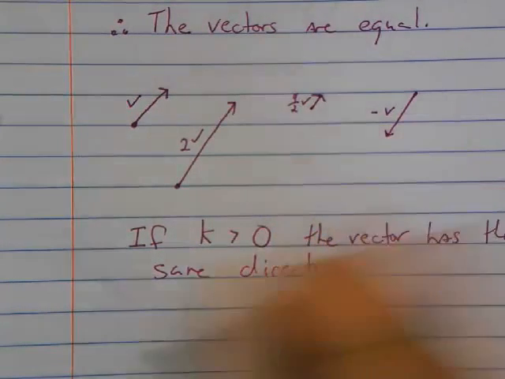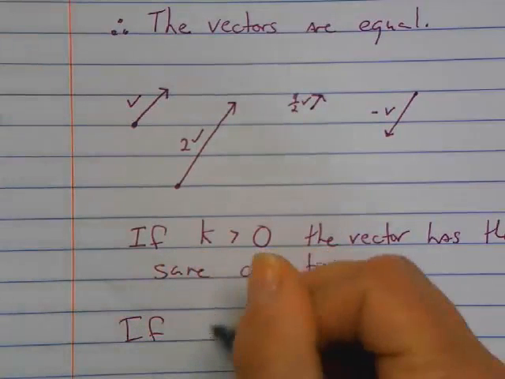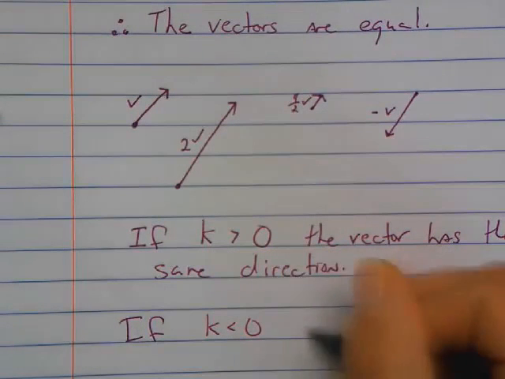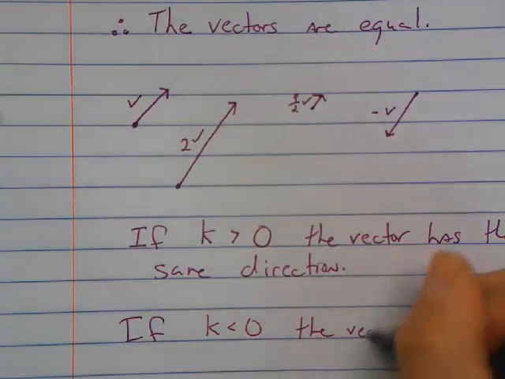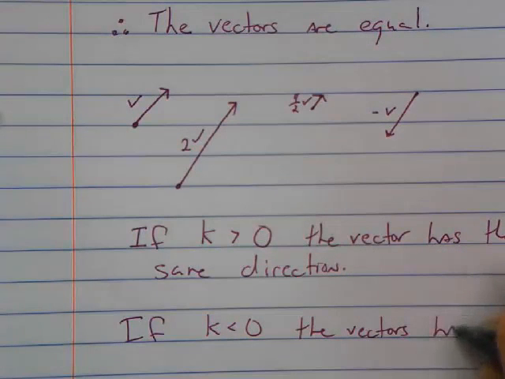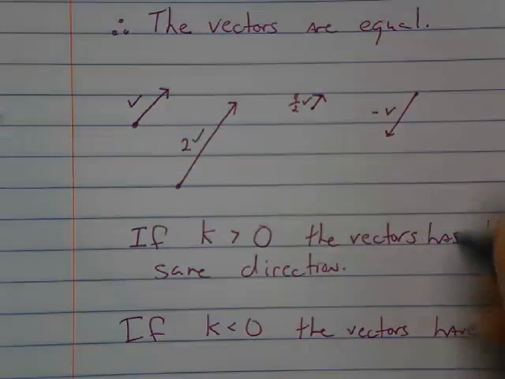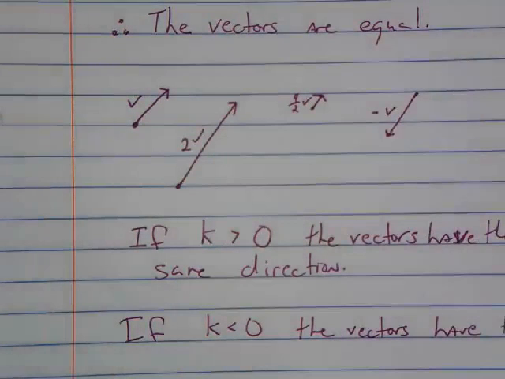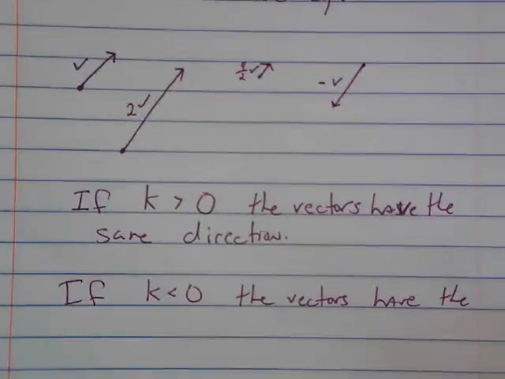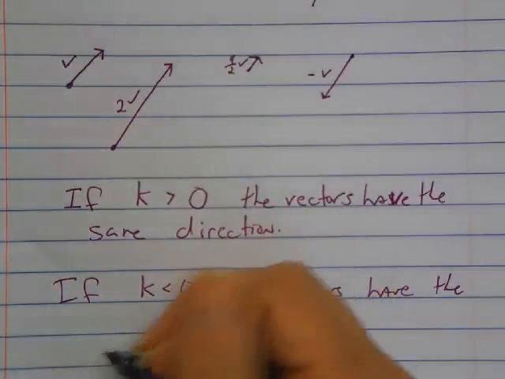And if k is less than 0, the vectors have the opposite. Let's go back and fix my grammar in the first sentence. So if k is greater than 0, the vectors have the same direction. If k is less than 0, the vectors have the opposite direction.